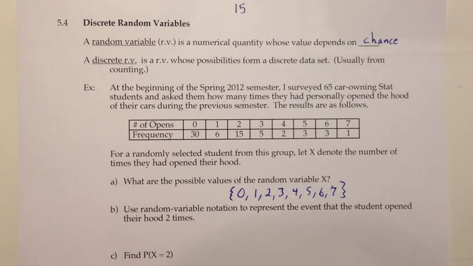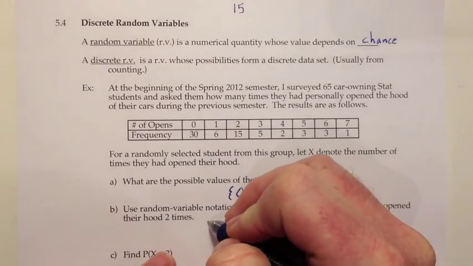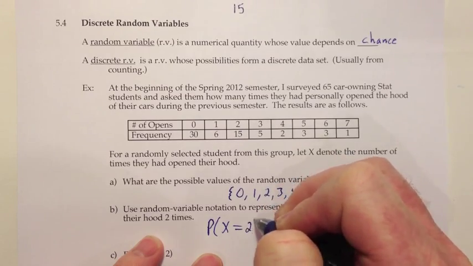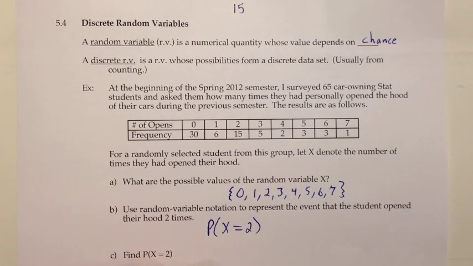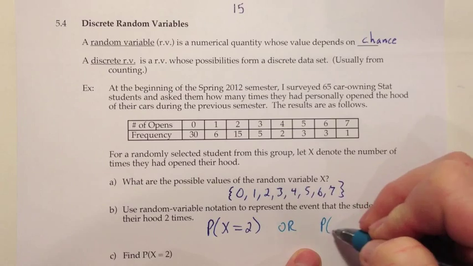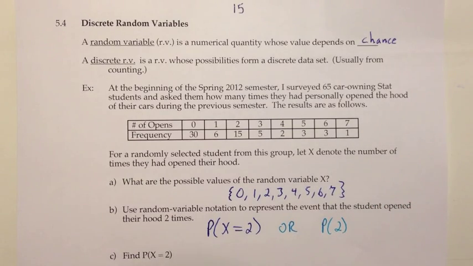So use random variable notation to represent the event that the student opened their hood 2 times. Since X is the number of times they opened the hood, we can just say let's look at the probability that X equals 2. And then X represents the number of hood openings, so that gets translated as the probability that they opened their hood 2 times. Another option for that would be to just put P of 2. And this is fairly common to do if there's only one random variable in the problem. So then it's understood we must be referring to that value of X.